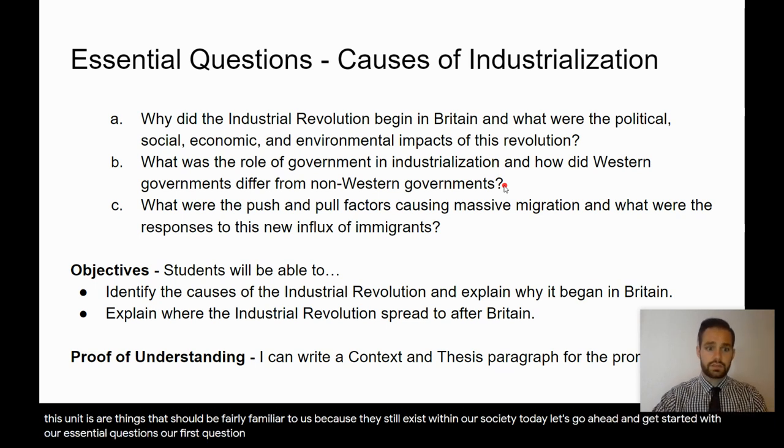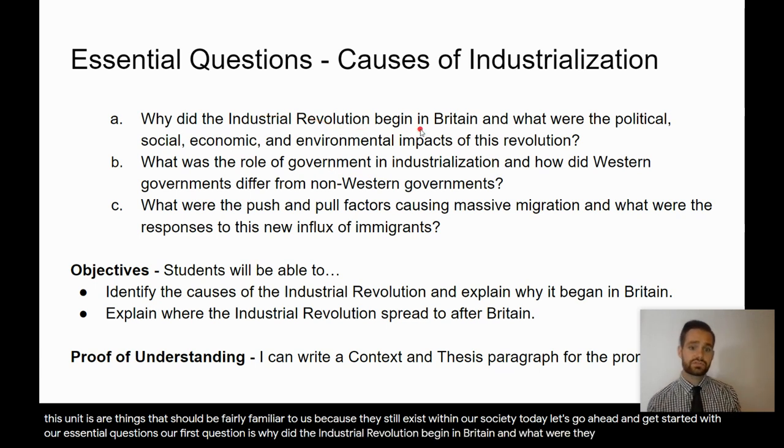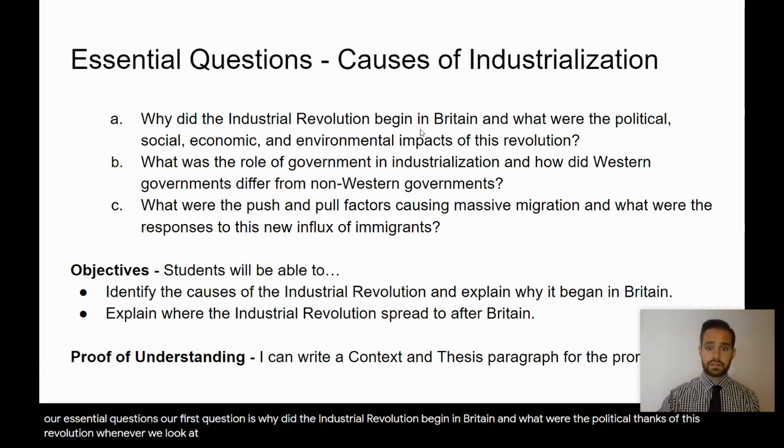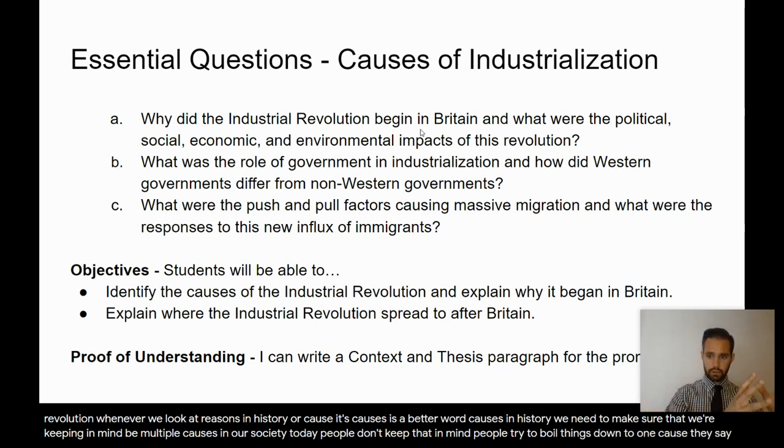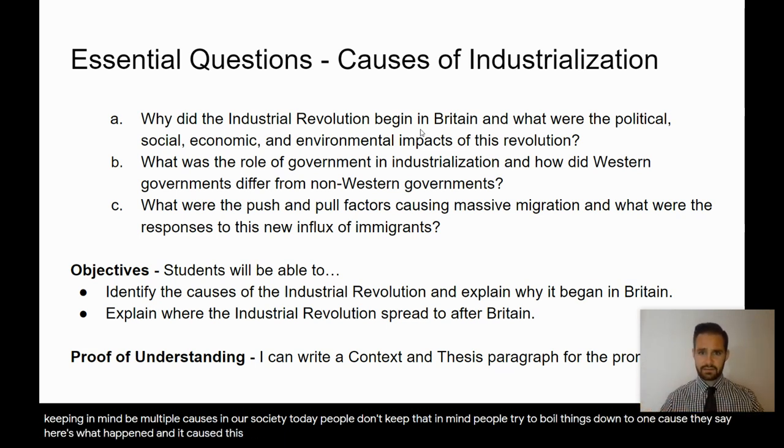Our first question is, why did the Industrial Revolution begin in Britain, and what were the political, social, economic and environmental impacts of this revolution? Whenever we look at reasons in history, or causes is a better word, we need to make sure that we're keeping in mind the multiple causes. In our society today, people don't keep that in mind. People try to boil things down to one cause. They say, here's what happened and it caused this, and that's the entire story.